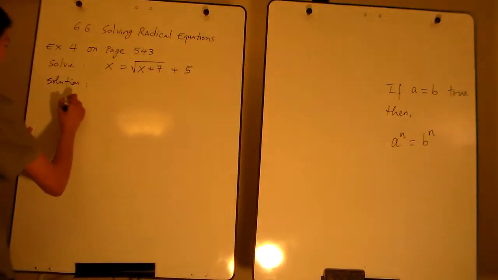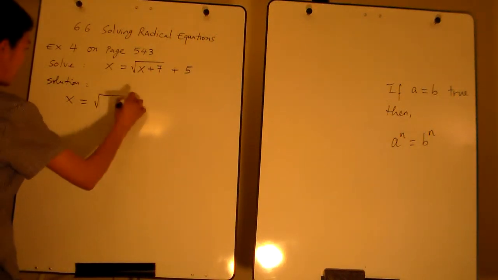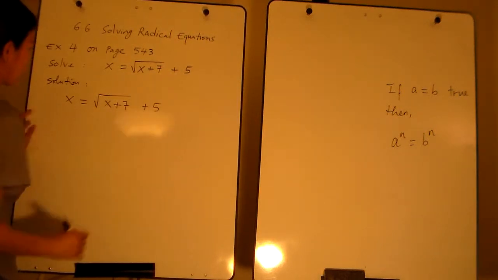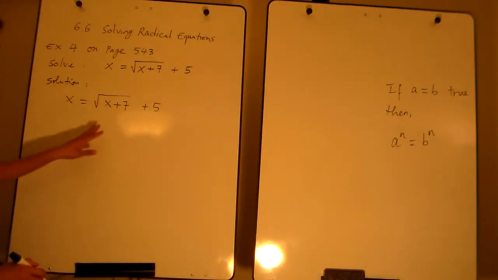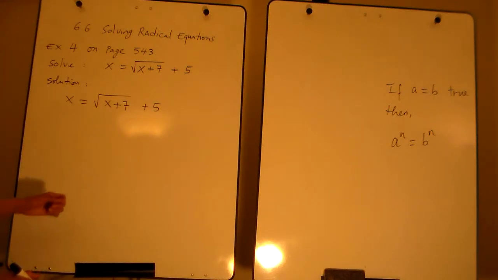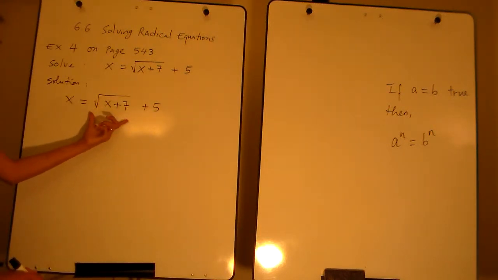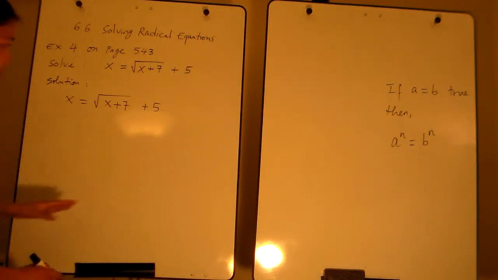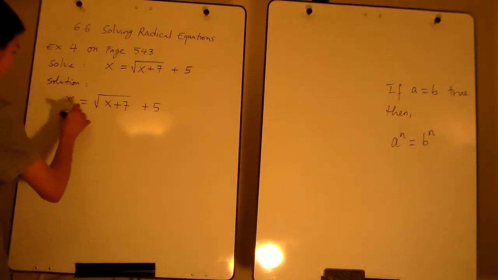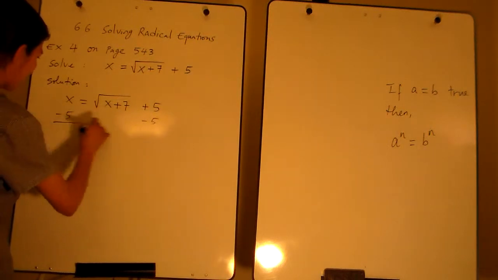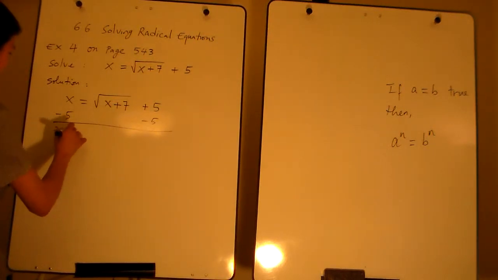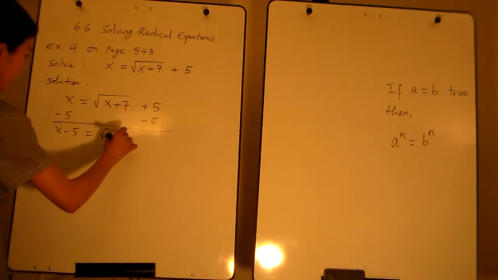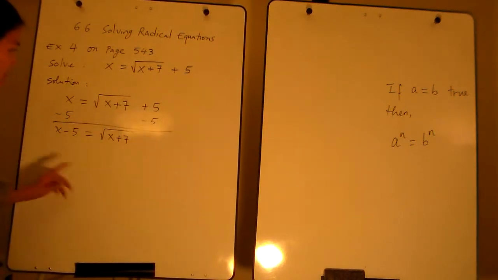Alright, solution. X equals the square root of x plus 7, plus 5. For this equation, the first thing I want to do is to isolate this square root alone. So that means I need to remove this constant 5. Subtract 5 on both sides. X minus 5 equals the square root of x plus 7. 5 subtract 5 is 0.